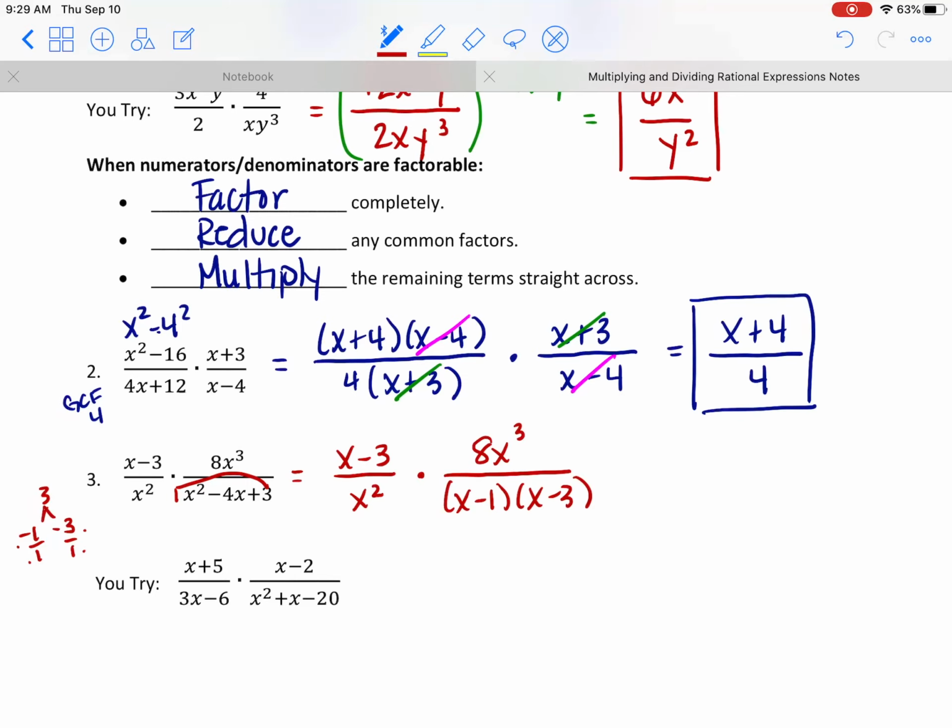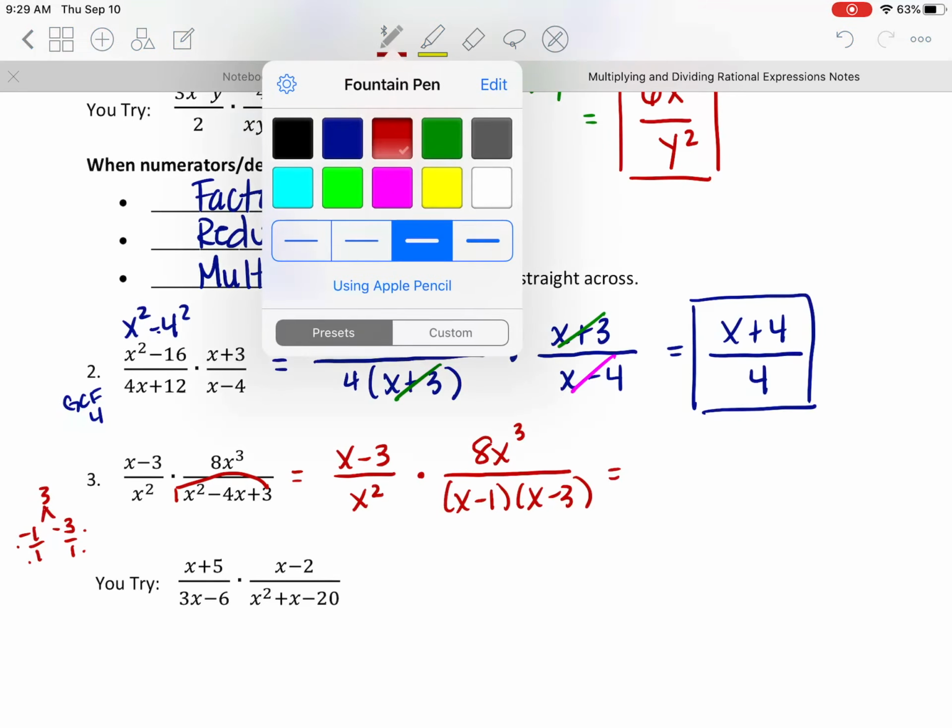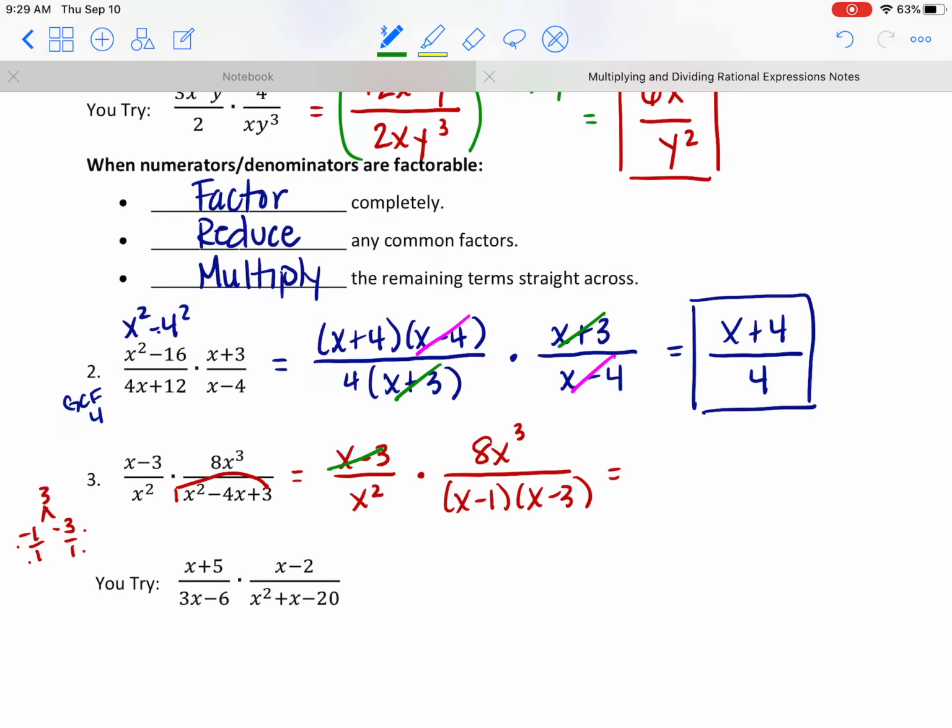Okay, now that it's in factored form, what can we reduce? Well, I can definitely cross-reduce x minus 3, and I can also cross-reduce these two. The x squared and 8x cubed, they have an x squared in common. So if I divide here by x squared, I get 1 left, just a 1. If I divide here by x squared, I'm still going to have an 8 and 1x left.